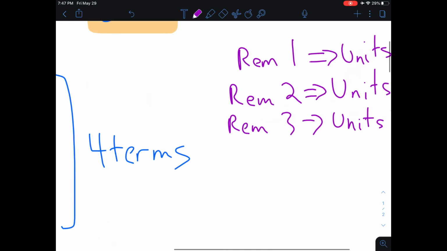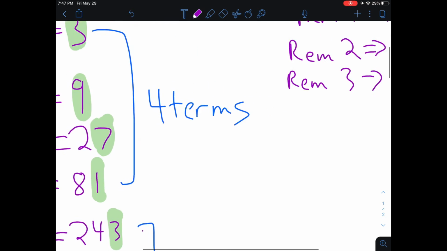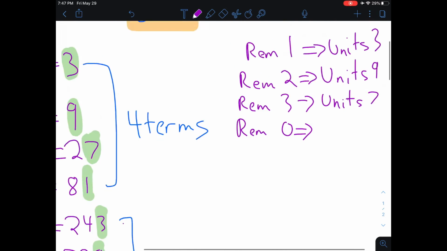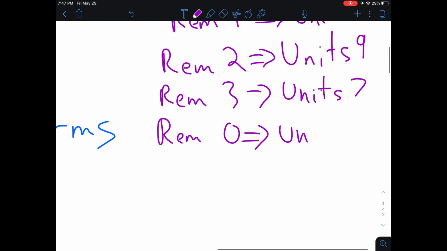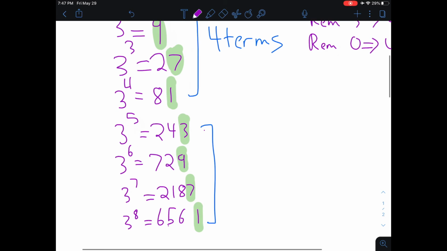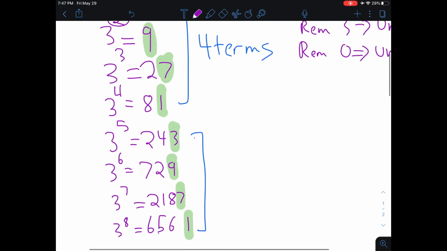And when the remainder is 0, because 4 divided by 4, the remainder is 0, then the units digit must be 1. And we can see that applies to all of these other numbers here. The remainder of 5 divided by 4 is 1, and the units digit gives us 3, which is according to what we have over here.